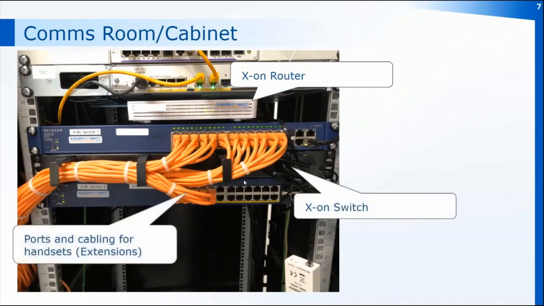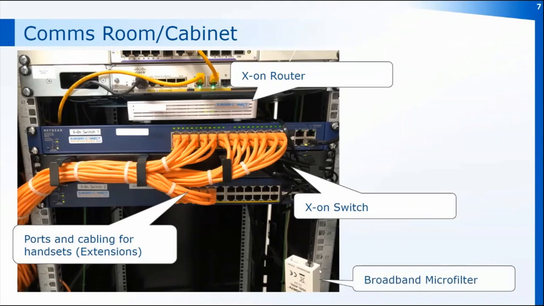This is the cabling that is then going off to the extensions within the practice, so that would be the handsets on the desks via the ports on the wall. Down at the bottom of the picture here, you can actually see the broadband microfilter. This is where the broadband is coming into the practice, and that's connected to the back of the router via a DSL cable. So that's the black cable that you'll see going from the microfilter to the router itself. And that's how the broadband is connected to the practice for Surgery Connect.